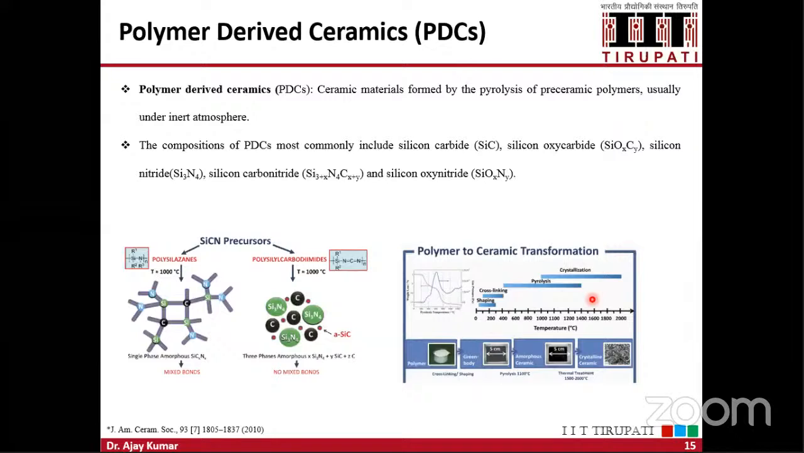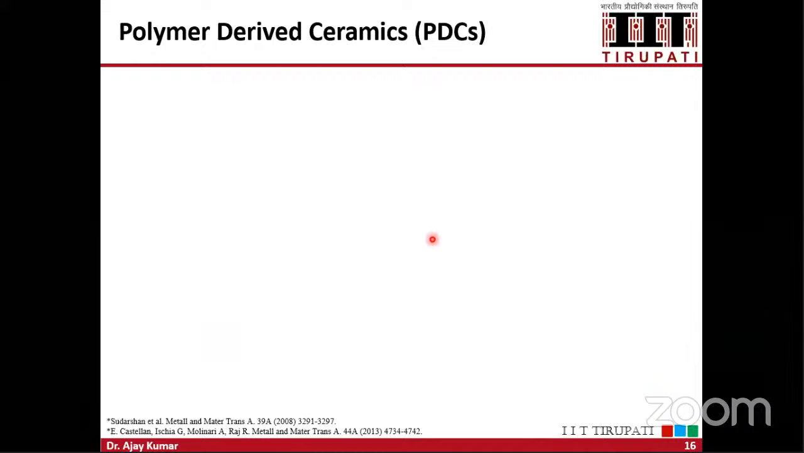So polymer derived ceramics are the materials formed by the pyrolysis of pre-ceramic polymers. We have two categories. One is silicon carbonitride, which is one type of PDC, and this is silicon oxynitride, which is another type of PDC. So these two types of PDCs are used, and they have a special property: they have polymer to ceramic transformation around 800 to 1000 degrees Celsius. So you can utilize this property of reinforcement in the metal matrix.